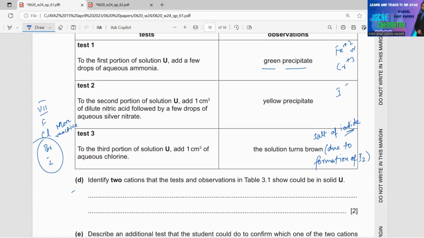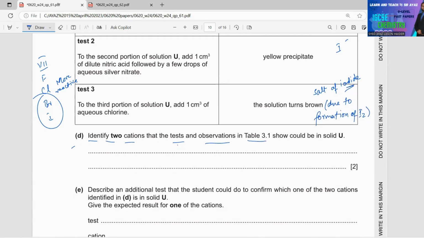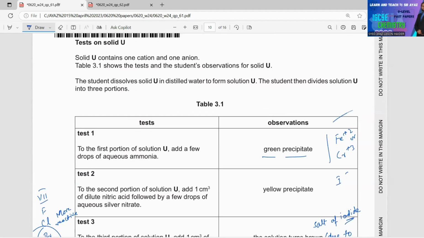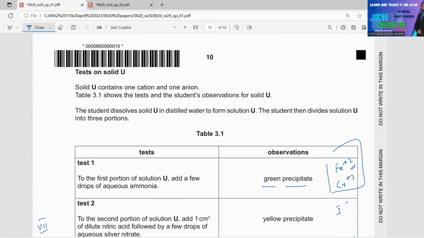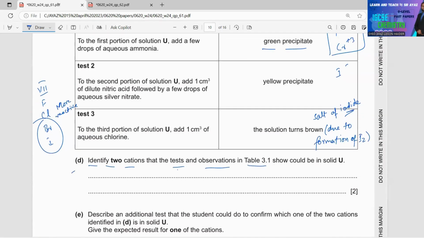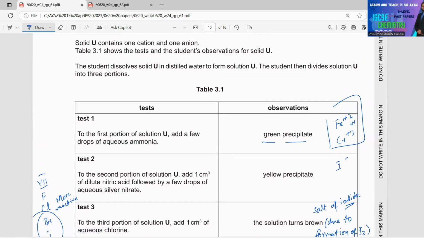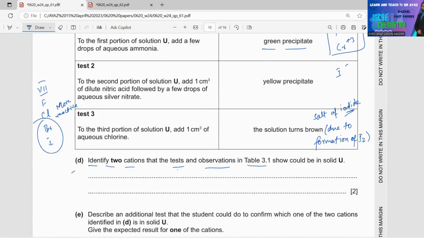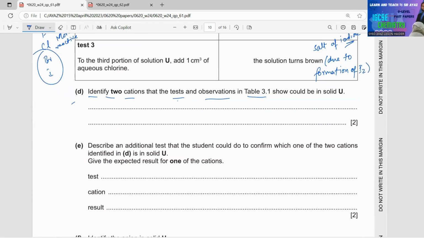B. Identify two cations that the test and observations in table 3.1 show could be in solid Q. So it must be, as I have already mentioned, Fe2+ or Cr3+. The reason is that they didn't give any further information about what happened to the green precipitate, whether it's soluble or insoluble in aqueous ammonia. So I will write iron 2 and chromium 3. So these are the two cations that might be present.